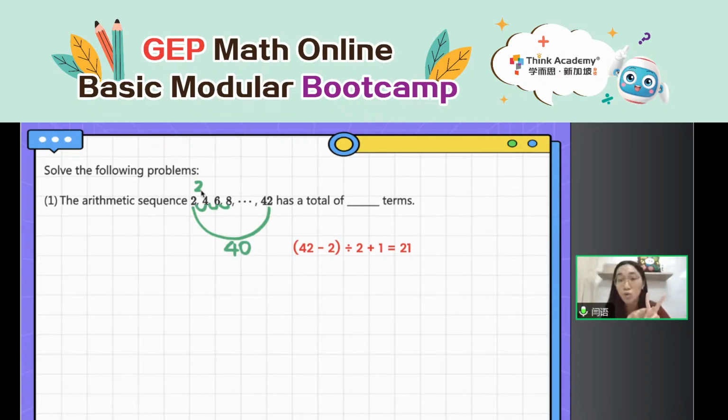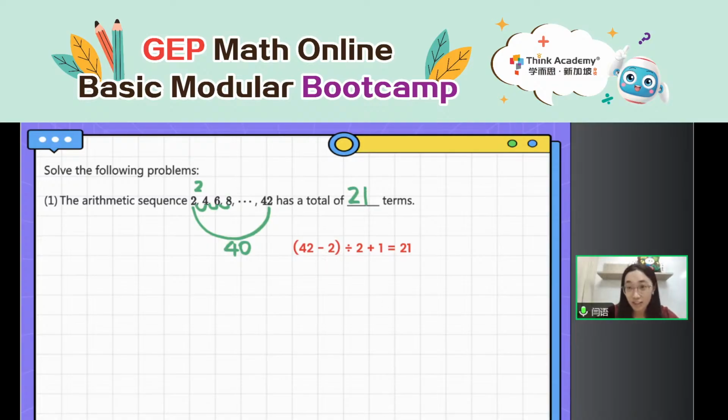And then what should we do to figure out the number of terms? Based on the number of intervals, you need to add another one. So for the final answer, it should be 20 plus 1. So the answer is 21. Yes, very good. How come some students got 22? Pay attention. It is 21.